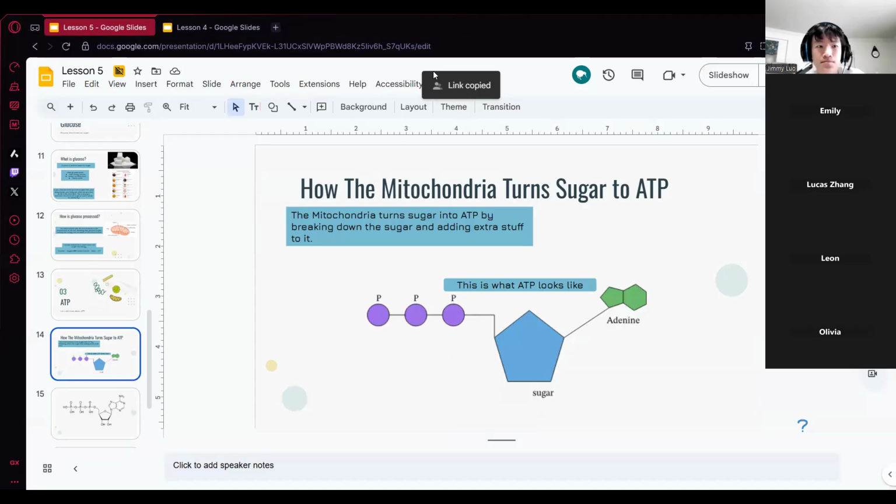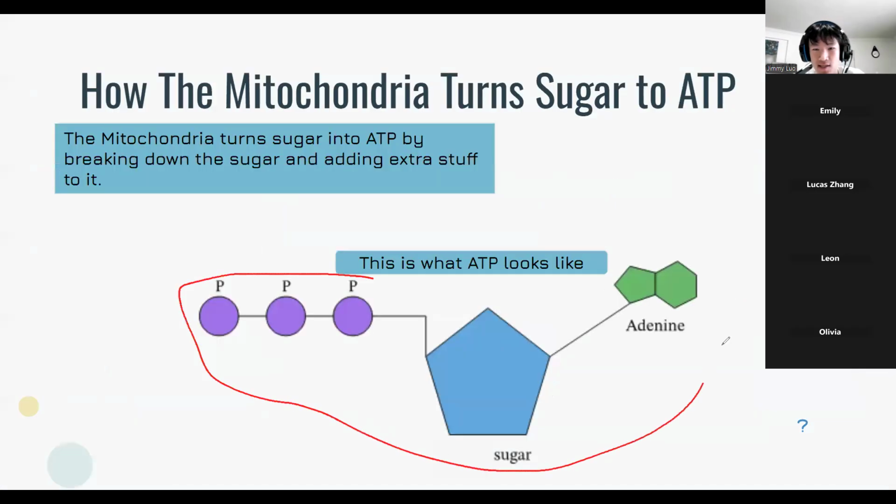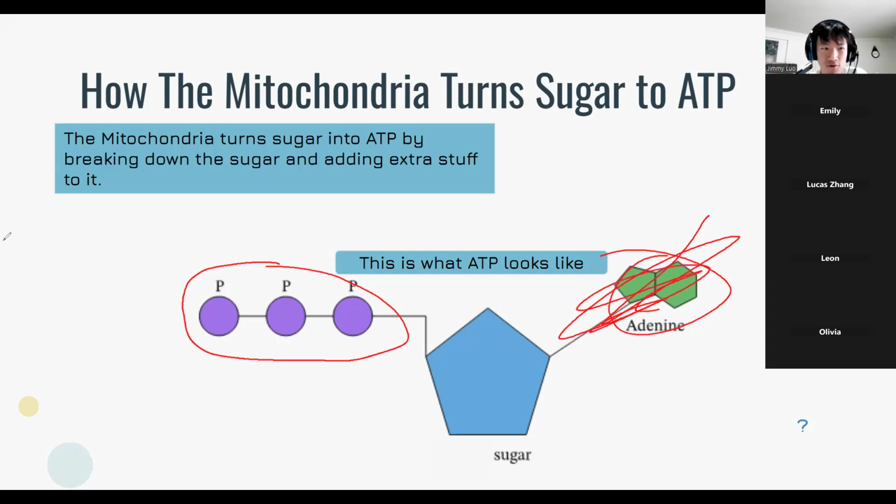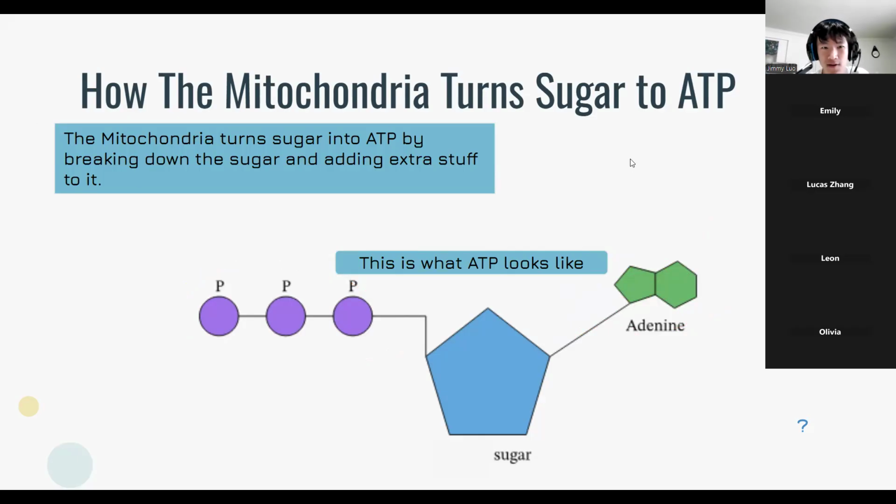Okay, so back to ATP. You guys can see here, ATP has this sugar at the bottom. This sugar is not the same as glucose. It's a different type of sugar. It's a smaller sugar. And you can also see here these three little purple dots. This one is not that important, so don't worry about adenine for now. These little purple dots are called phosphates.